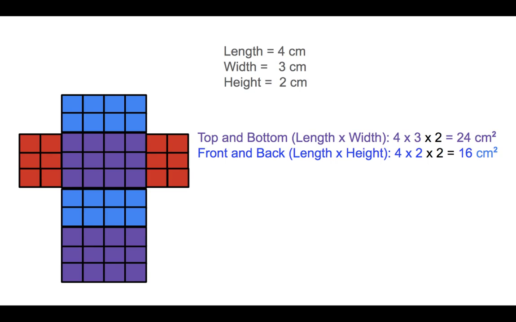Now let's look at the front and the back. For the front and the back, it's the length multiplied by the height. So 4 multiplied by 2, which is 8. And since there's 2 of them, 8 multiplied by 2 is 16.